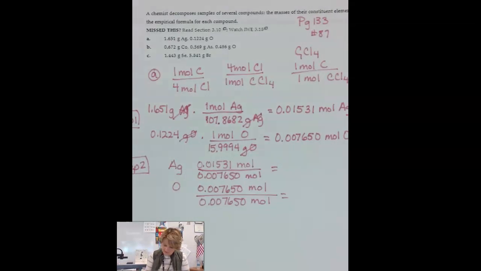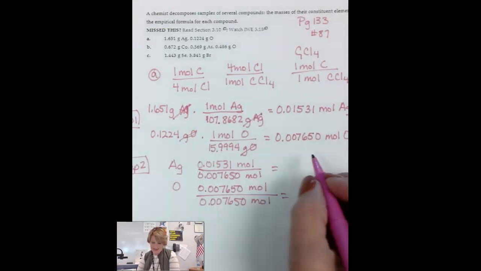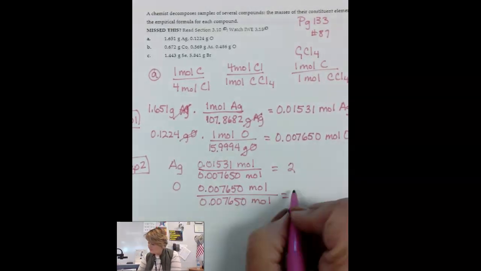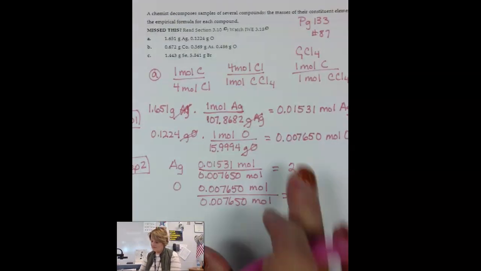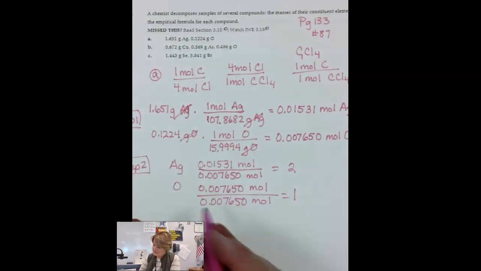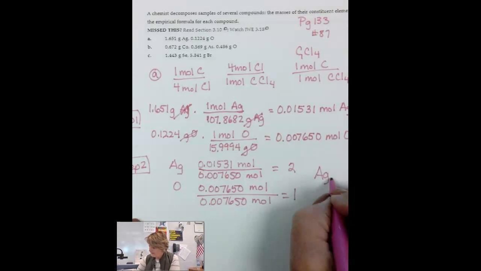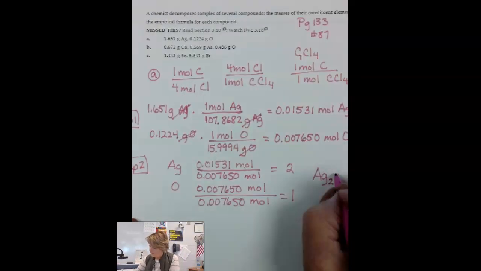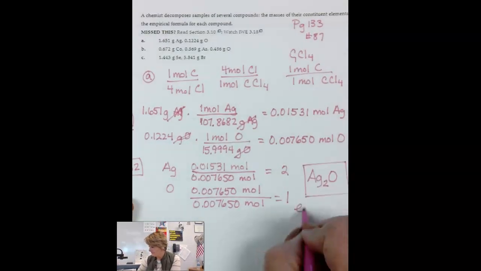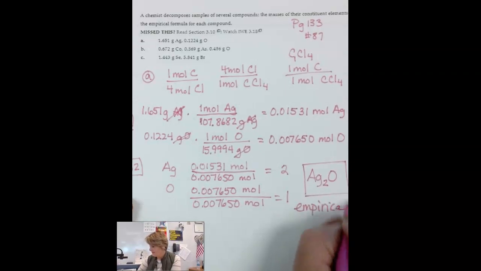So 0.01531 divided by 0.007650. And this comes pretty much out to exactly 2.0013. So I'm going to call it 2. Okay, and then of course we know this is 1. Okay, so now this becomes my mole ratio. So I have Ag2O, and it's a 1. This is then my empirical formula.